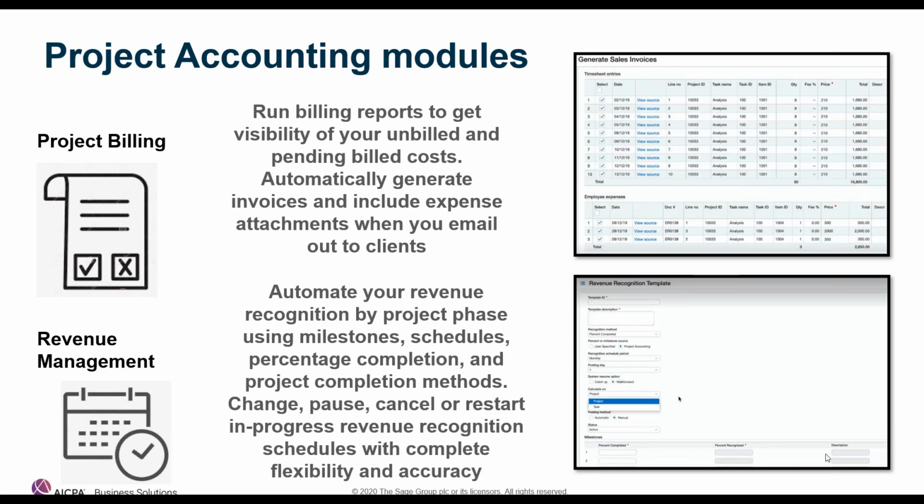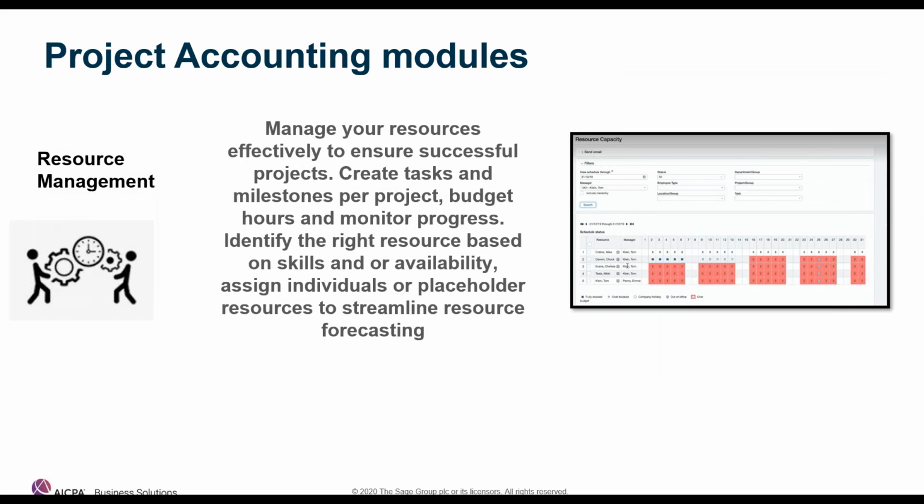Revenue management, when paired with projects, allows you to automate your revenue recognition by project phase using milestones, schedules, percentage completion, and project completion methods. And with resource management added on, you can manage your resources effectively to ensure successful projects, create tasks and milestones per project, budget hours, and monitor progress. It allows you to identify the right resource based on skills and/or availability, assign individuals or placeholder resources to streamline resource forecasting.